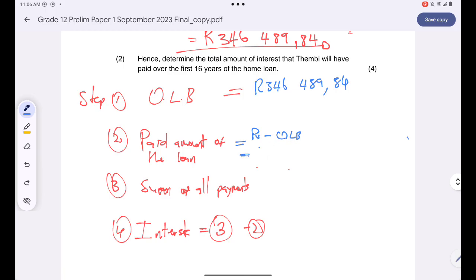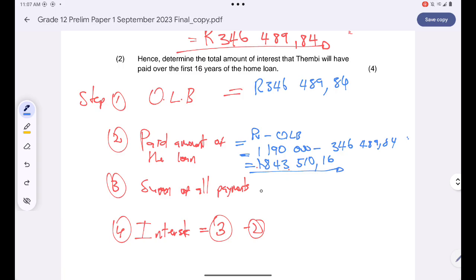So this will just give us 1,190,000 minus the outstanding loan balance. That's 346,489.84. That's just 843,510 rands and 16 cents. So this is the paid amount of the loan. Are you together? This is the paid amount of the loan.